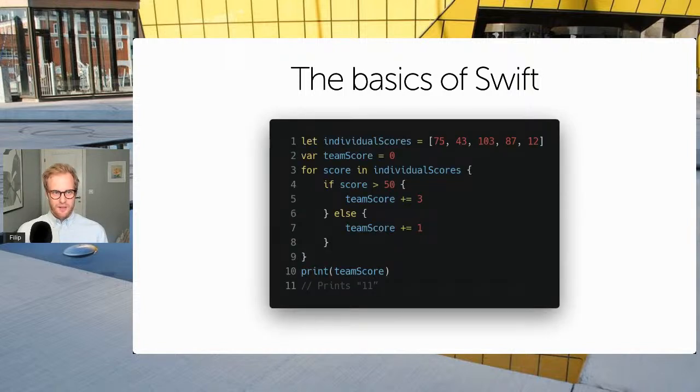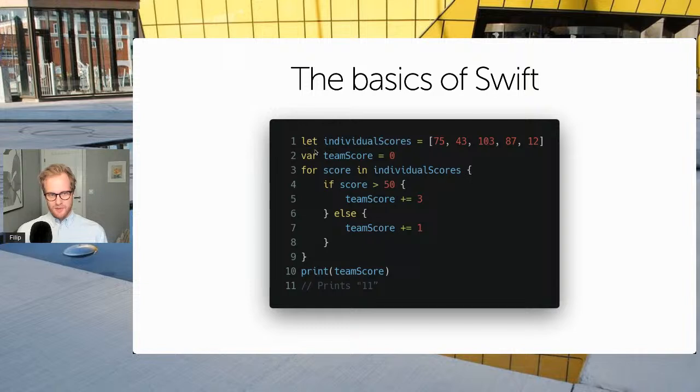So here, it is pretty simple if you look at it, right? You have an array here of integers, and you loop over them with this for loop. And this is how you write a for loop in Swift, or one of the ways to write a for loop in Swift. And depending on the score, you add it here, and then you print out the score. But there's a few things still to note here.